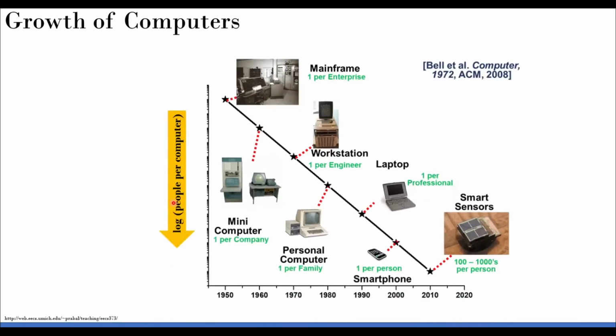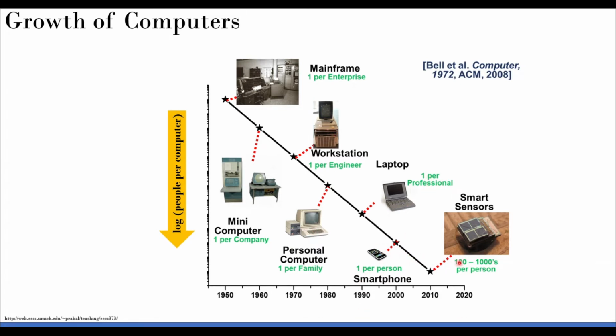Okay. So the growth of computers is extremely important for you to understand, right? This is something which is very representative. In the initial days you had those mainframe computers, so let's say a plot of number of people per computer. It was like 1 per enterprise. For a company, you had a machine, something like that. Then you had a workstation or minicomputer. Minicomputer may be 1 per company, and workstation 1 per engineer. Personal computer 1 per family maybe, so the number of people got increased. Laptop 1 per professional. Smartphone 1 per person.